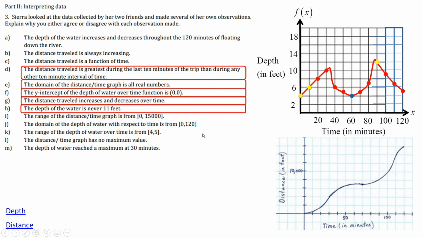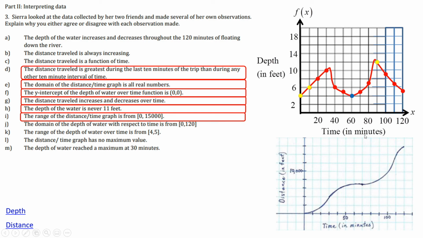The range of the distance time graph is from 0 to 15,000. Distance time, that's right here. Range, these are all these y values, and we're going from 0 all the way up to, and what's that value right there? Let me see, 10, 12, 14. That's 16,000 feet, and Sierra said we only went up to 15,000 feet, so we're going to disagree there too, Sierra.